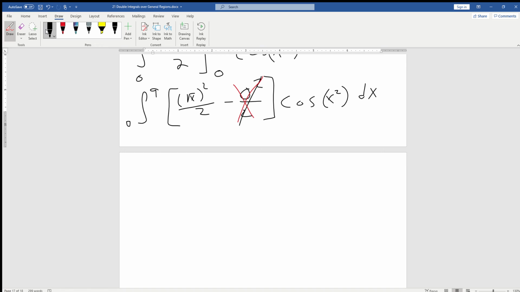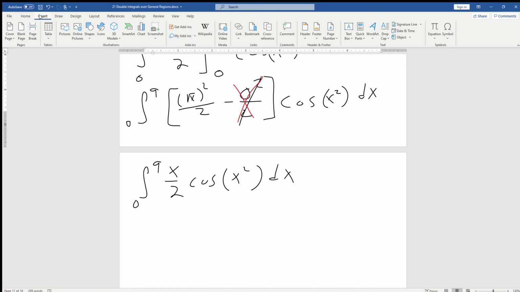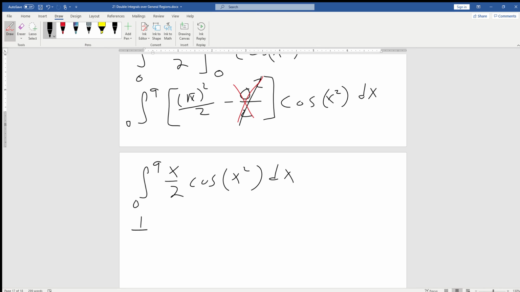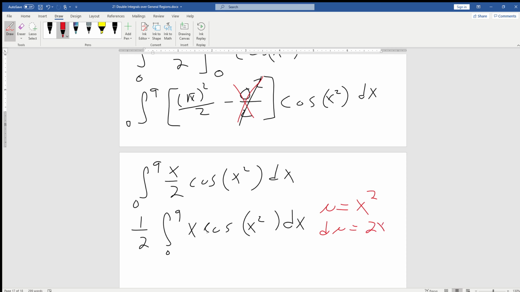So there are two ways that we could write it. We could write it as the integral from 0 to 9 of x over 2 cos x squared dx, or we could factor the 1/2 out, and then we would be left with 1/2 integral 0 to 9 of x cos x squared dx. Fortunately, we're left with an evaluable integral now. We can utilize our u substitution technique. We're going to say that u is equal to the interior composite function x squared, du is 2x dx, and then finally du over 2 is equal to x dx.